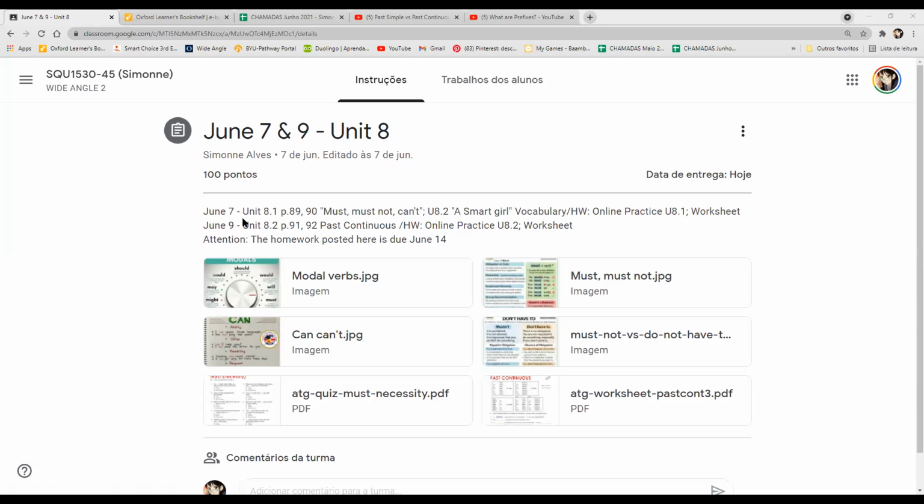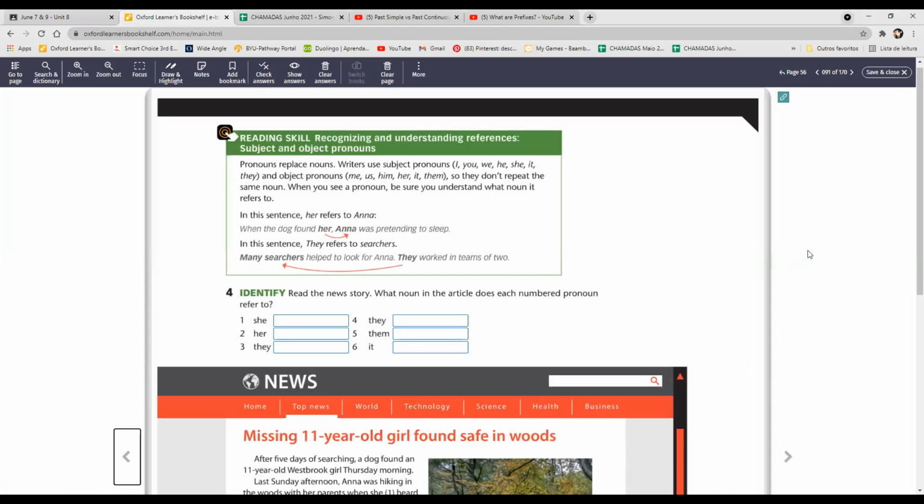Okay, guys, today is June 9th, Wednesday, and we are going to do Unit 8.2. So we'll try to start and finish this lesson. We are going to do pages 91 and 92, okay? The main topic today will be the past continuous. All right? So if you have your books, let's go there. Page 91. Yes, that's the page.